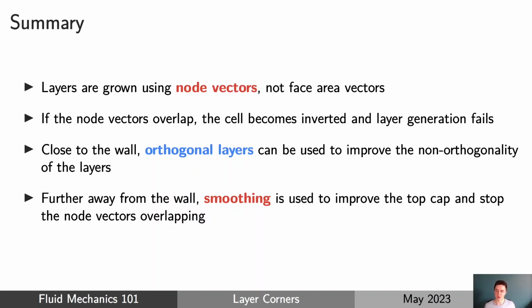And a very efficient way of doing this is to use orthogonal layers close to the wall to improve the quality of those cells. And because the distance that those nodes are being moved each time we generate a layer is very small, it's highly unlikely for the node vectors to overlap. And then further away from the wall, the mesh generator will use some type of smoothing which changes the angle of those node vectors and opens up corners so that we can improve the top cap and stop the node vectors from overlapping.